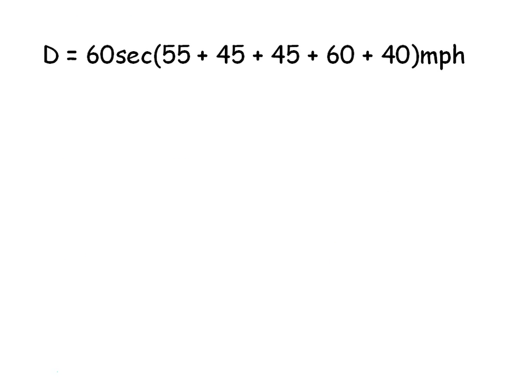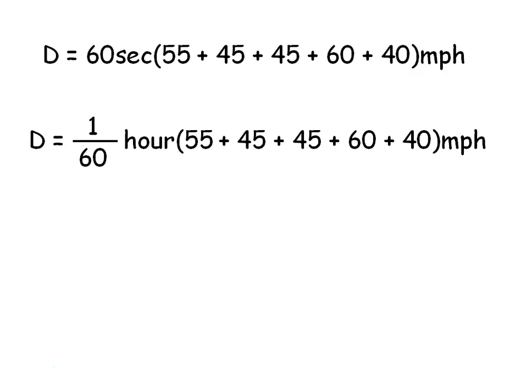Now to do this calculation, you've got to be careful. You're multiplying 60 seconds times miles per hour, so we have to convert 60 seconds to hours. 60 seconds is 1/60th of an hour. So it'll be 1 divided by 60 times miles per hour, and the hours will cancel. If you don't do this conversion, you're going to get some ridiculously large number, like the car traveling 700 miles in 5 minutes, which is an impossible answer.